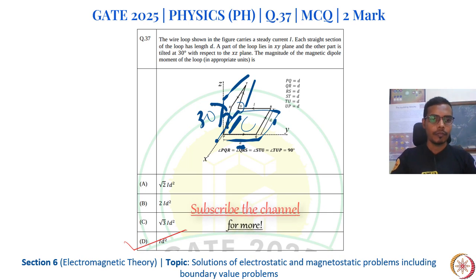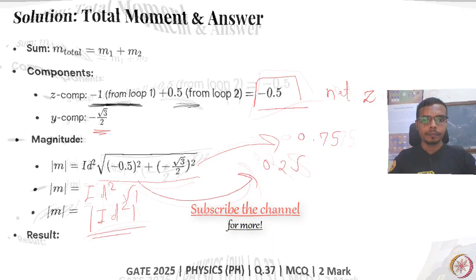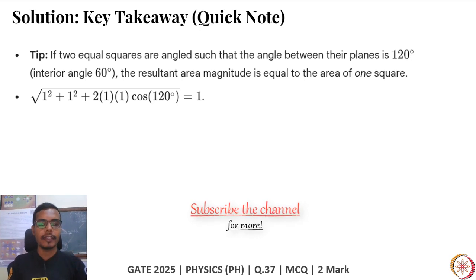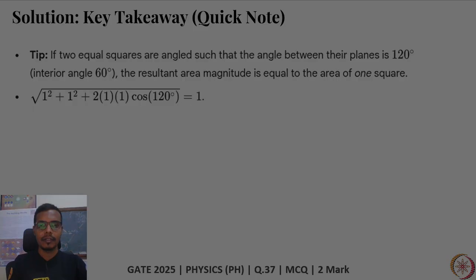We have used the principle of superposition to find the net magnetic moment, the magnitude of it. Before we close, let us look at a quick geometric trick. The angle between the two loop planes here is effectively 120 degrees. When you add two equal vectors with an angle of 120 degrees between them, the resultant magnitude is exactly equal to the magnitude of the individual vectors. That's why we get simply I D squared.